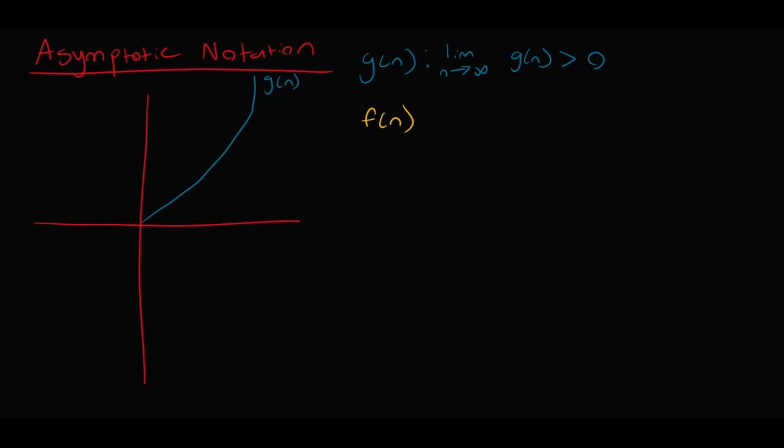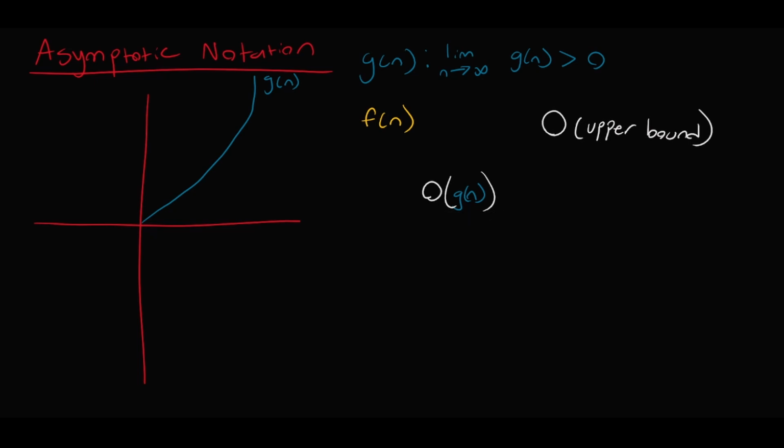Now, there are a couple of different types of runtimes. Let's start out with big O. This will be the easiest one to understand, and you mostly see it all the time. This is the upper bound, big O. So we have g of n right here, and now we say big O of g of n. We're saying that g of n is some upper bound.